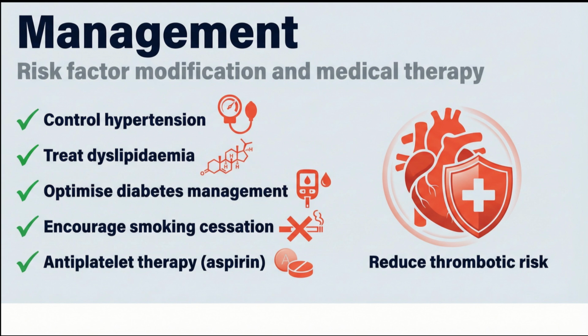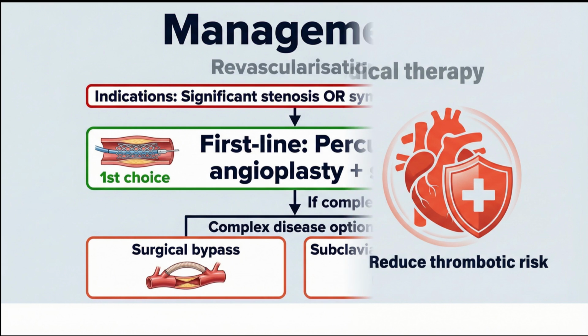Management. Start with risk factor modification. Control hypertension. Treat dyslipidemia. Optimize diabetes management. Encourage smoking cessation. Give antiplatelet therapy, such as aspirin, to reduce thrombotic risk.